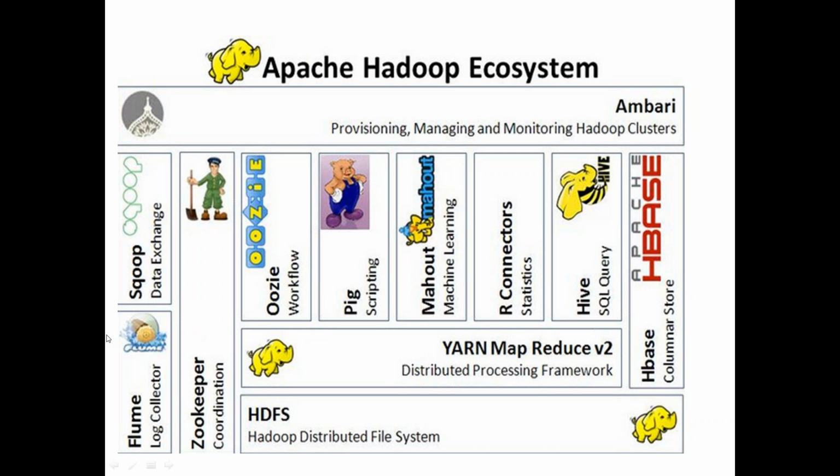And Oozie is a workflow engine, to schedule the tasks in Hadoop and run them one by one. And the other one is HBase. HBase is a columnar NoSQL data store which will be running on top of HDFS itself. It will not be using the MapReduce framework on top of it. It will be working on top of HDFS. It's a columnar data store, a NoSQL database working on top of HDFS.